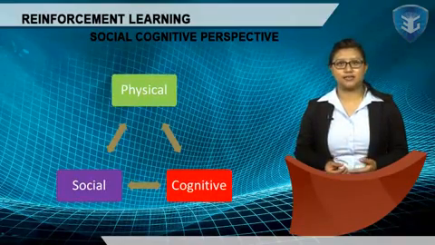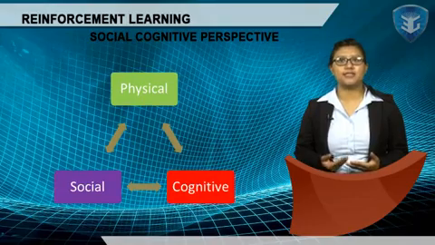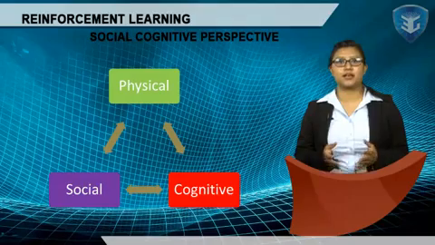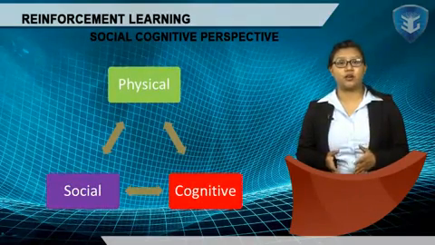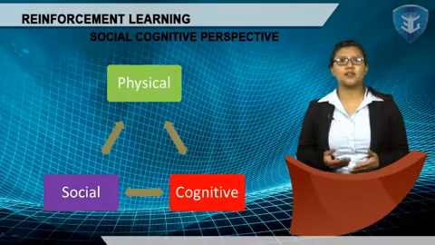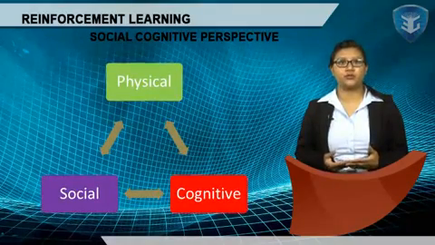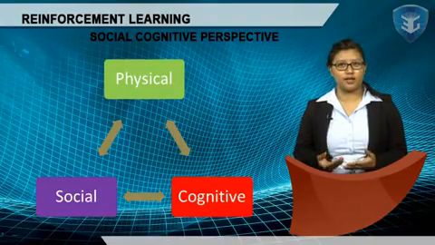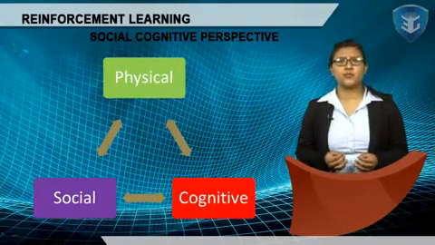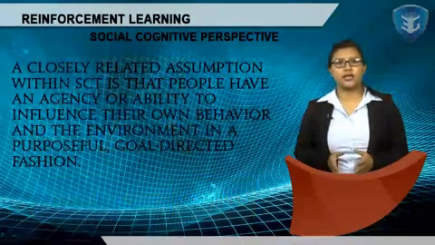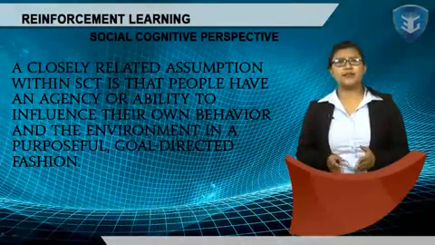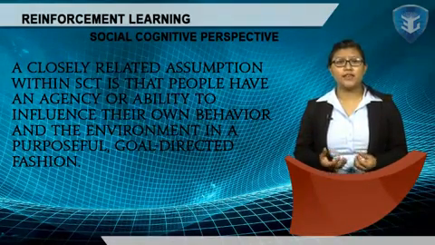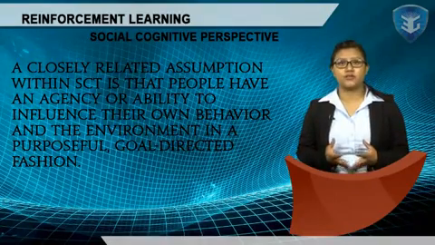Pajares 1996, Schunk and Zimmerman 1994-1998. SCT rests on several basic assumptions about learning and behavior. One assumption concerns triadic reciprocity, or the view that personal, behavioral, and environmental factors influence one another in a bidirectional, reciprocal fashion. A closely related assumption within SCT is that people have agency, or the ability to influence their own behavior and the environment in a purposeful, goal-directed fashion.